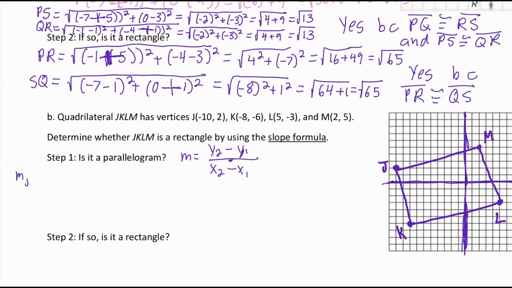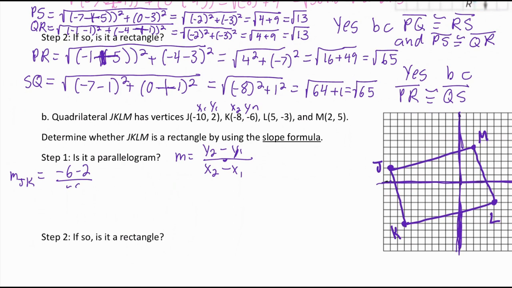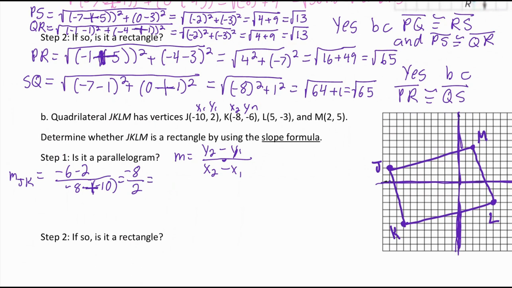So first I'm going to need to find the slope of, let's do JK because it's in order. So we'll call this X1, Y1 and X2, Y2. So we'll say negative 6 minus 2 over negative 8 minus negative 10. Again, double negatives will go positive. So we'll get negative 8 over a positive 2. So what is that going to be? Negative 4.